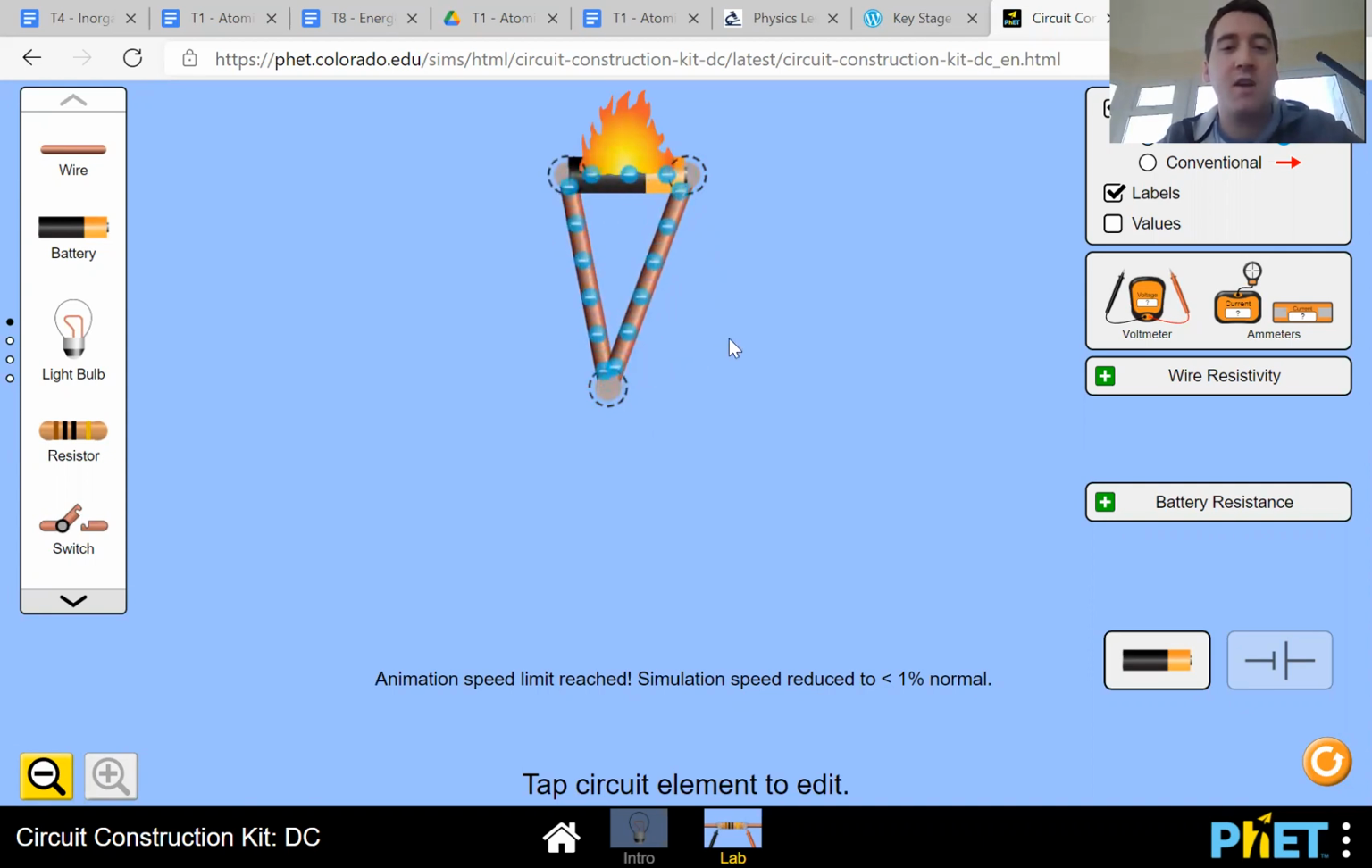The battery could catch fire here. This is what we call a short circuit. So why is this going so fast? Why is it going crazy? Circuits don't normally do this.